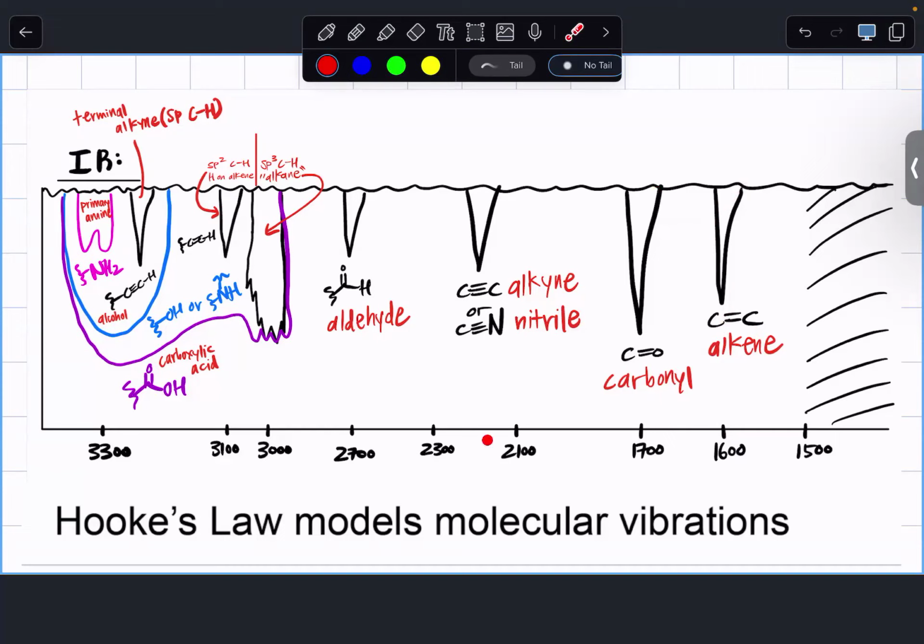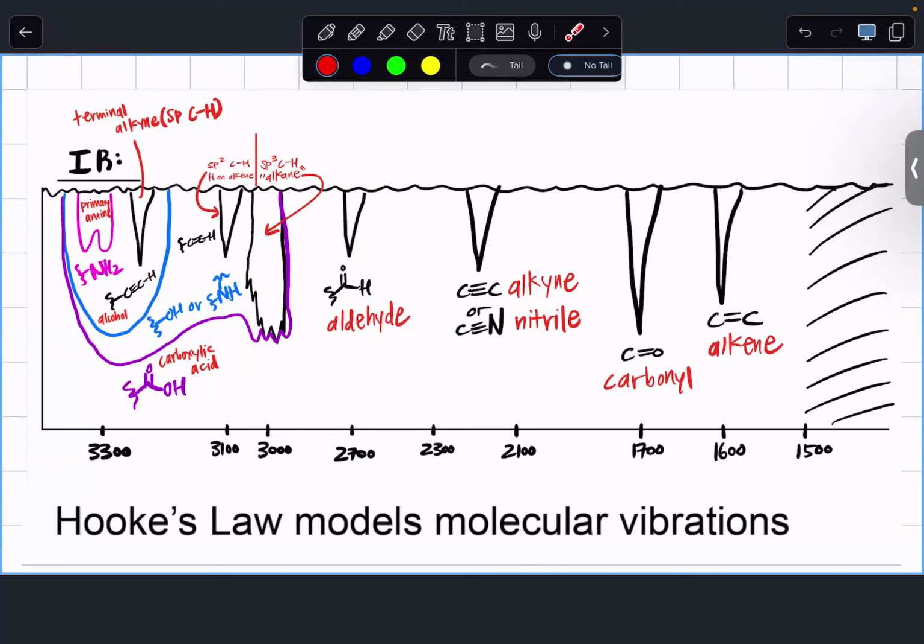At 1700, carbonyl. 2100 to 2300, triple bond region: alkyne and nitrile. At 3000, there's always this sp3 carbon-hydrogen regular peak right there. If you look to the right of it, a sharp peak at 2700 is the aldehyde. A little bit to the left of it, a sharp peak at 3100 is the sp2 carbon-hydrogen. At 3300, the sharp peak there is an alkyne sp C-H.